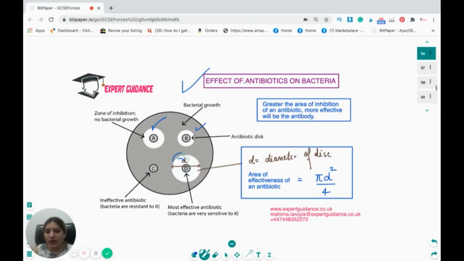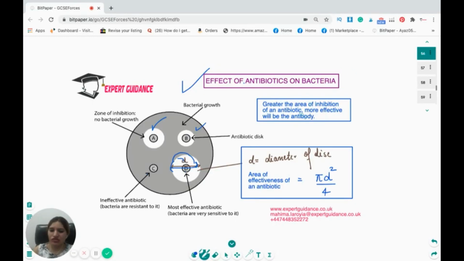Now, how do you work out the area of the effectiveness of these antibiotics? You measure the diameter of the disc, and you can use it to work out the radius and use pi r square, or you can just do pi d square over 4. Okay, so you can look at the figure.